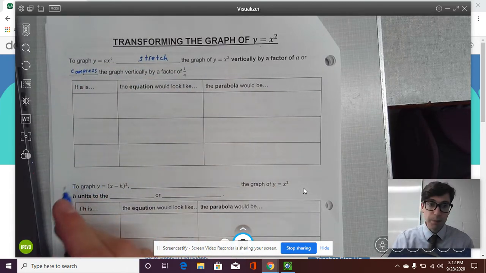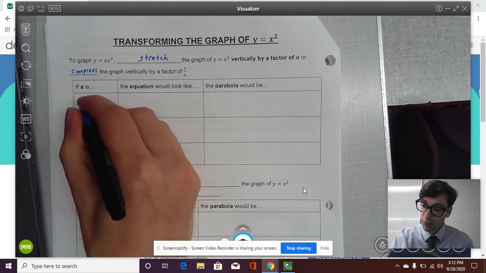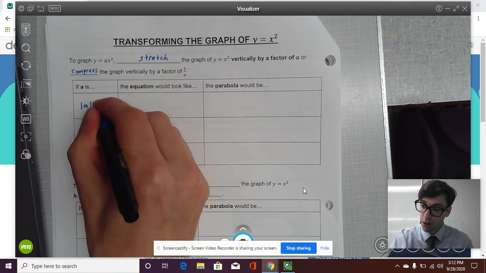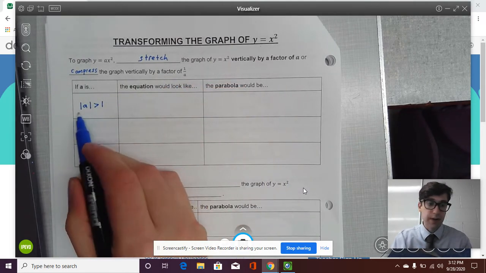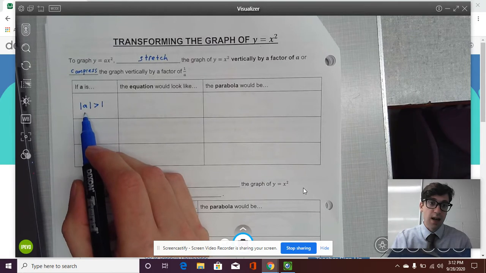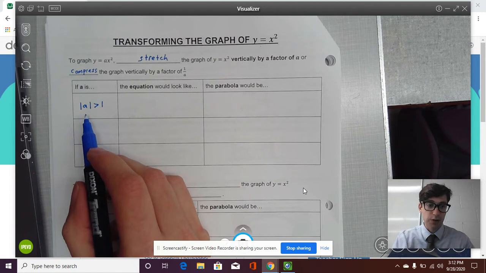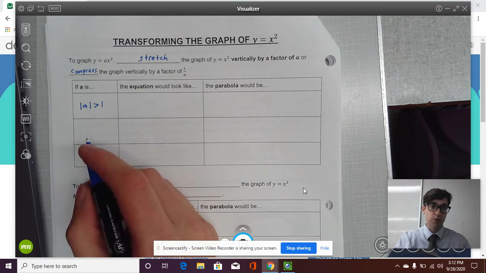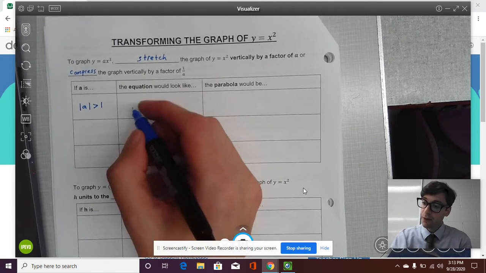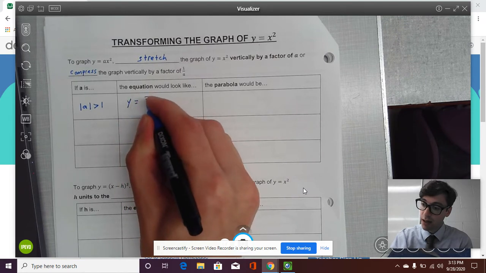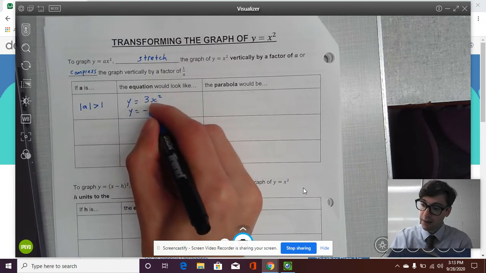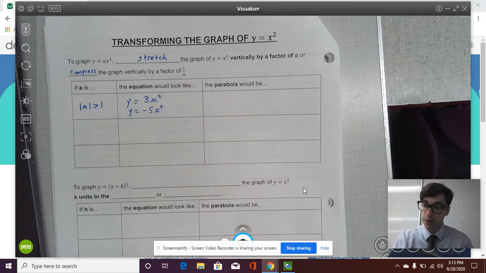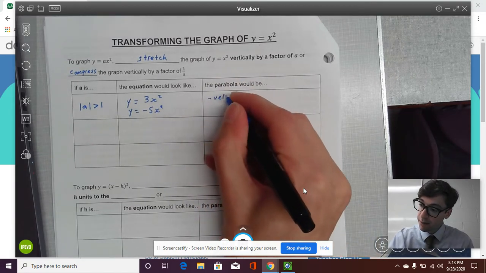Whenever a is a big number, bigger than 1, and it could be negative or positive, whenever the absolute value of a is larger than 1, and I use these absolute value lines, you may not have seen these before, all that means is 3 is bigger than 1. If we say negative 3, the absolute value turns into positive, so negative 3 turns to 3, which is still bigger than 1. As long as a is a large number, so 3, 20, 23, anything bigger than 1. For example, the equation could look like y equals 3x squared, or y equals negative 5x squared. So we're only looking at the quantity of the a value, not the sign. As long as that number is bigger than 1, the parabola is going to be vertically stretched.